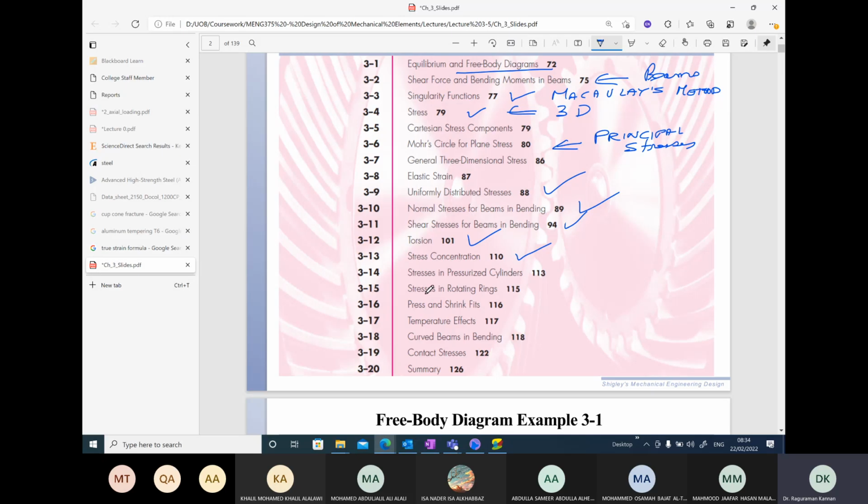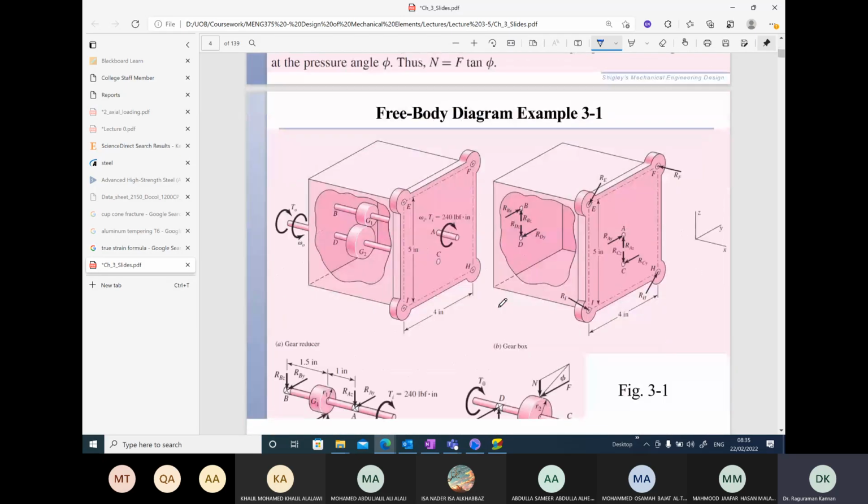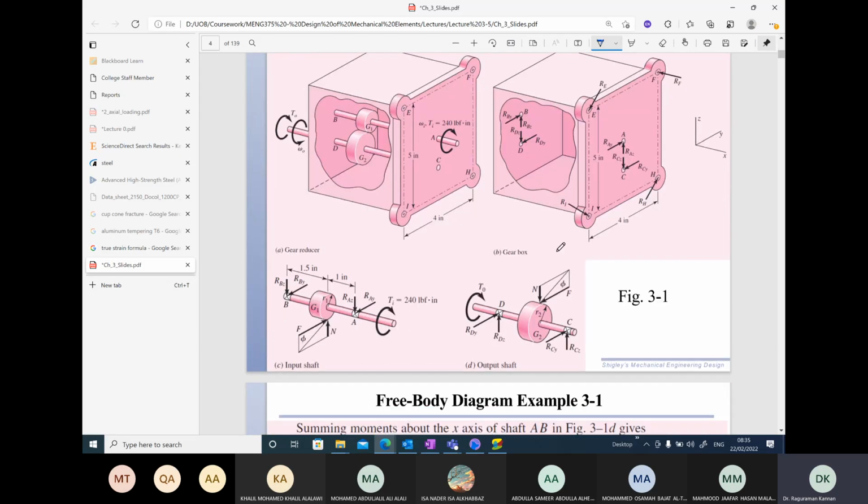Now, additionally, there are other problems. For example, you may have curved beams. In case of curved beams, you should know how to calculate the stresses, but there are ready-made formulas for these stresses. You should know how to use them. Similarly, contact stresses can also be calculated. All right, so let's go to the chapter and let's see here.